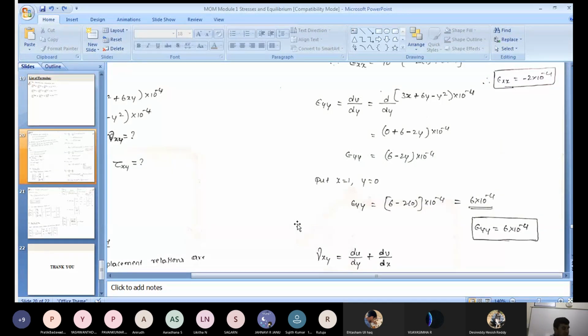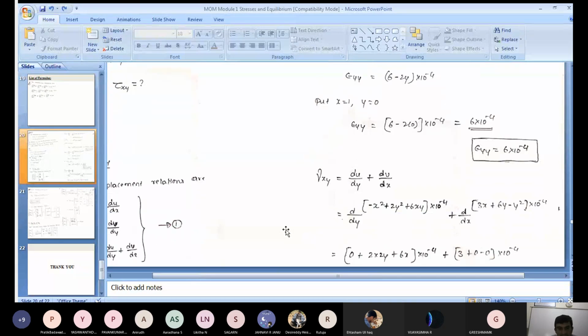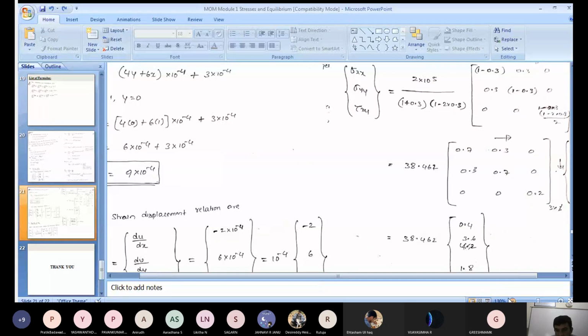Yes, what about the others? Please try to solve this. Same, sir, 9 into 10 to the power of minus 4. So 9 into 10 raised to the power of minus 4 is gamma xy, right. One minute.